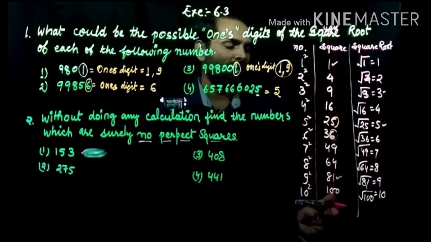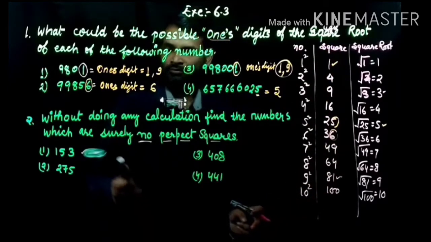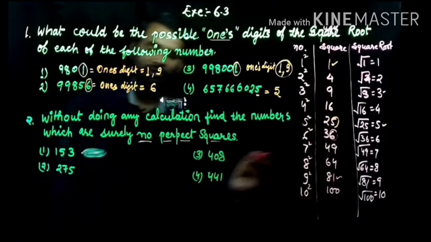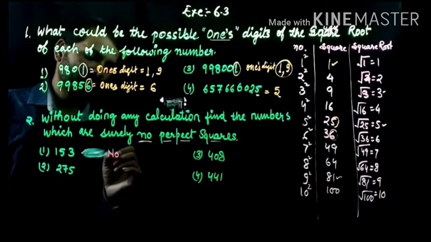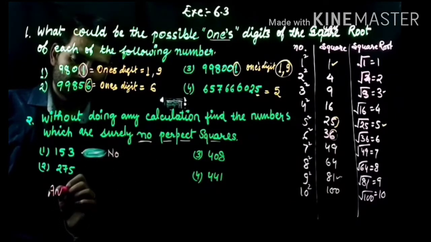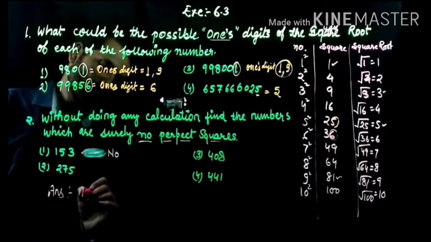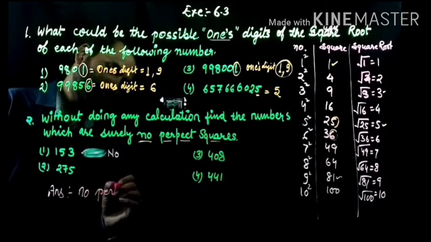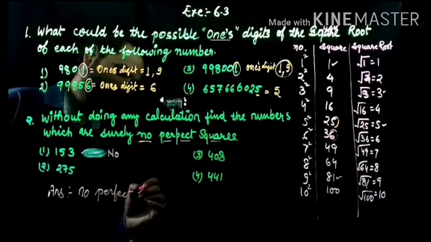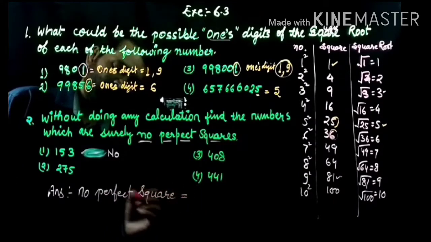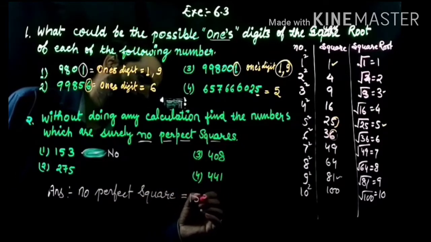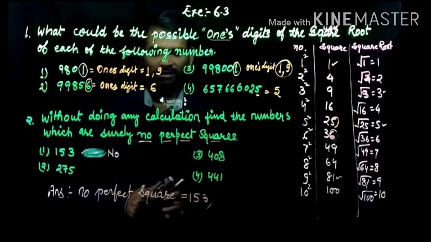To search this square table, 153 has 3 as a unit digit, so it is not a perfect square. So the answer you write is no perfect square. The first is 153. Okay, now search the second.